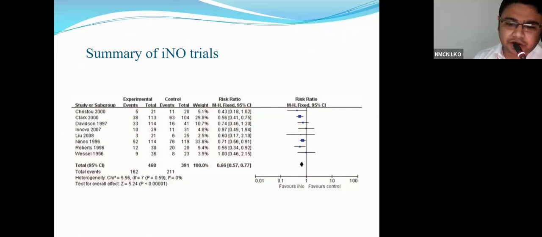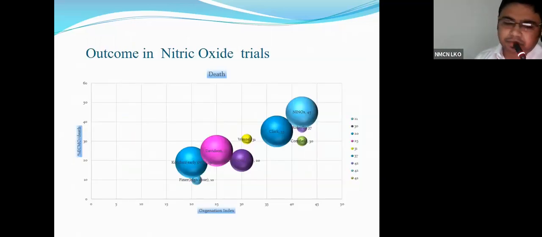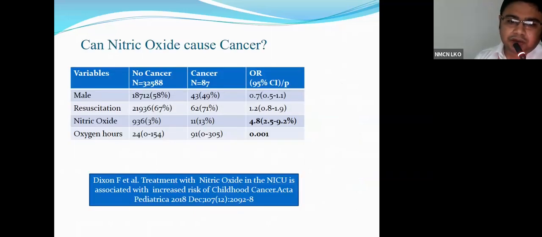This is the summary of iNO trials. As you can see, this is a forest plot, and the red diamond is the summation of all the trials. It has been shown to reduce the need for ECMO whenever it has been used for PPHN in newborns. This is a bubble diagram showing the same thing, that there was an improvement in the oxygenation index and a decrease in death. One of the recent studies showed that NO can cause cancer also.